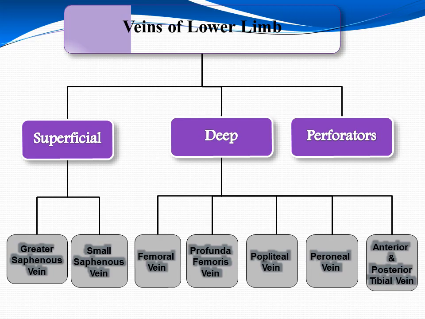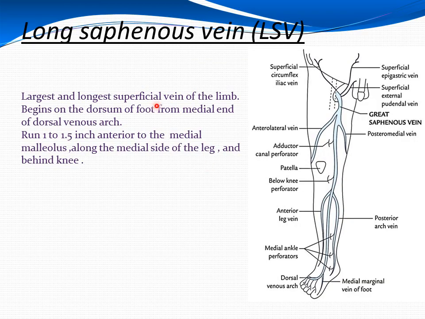So this is a little introduction about the veins of the lower limbs and the various types of veins in the lower limb. Let us discuss the superficial veins of the lower limb. The long saphenous vein, also known as the great saphenous vein, is the longest vein of the body.